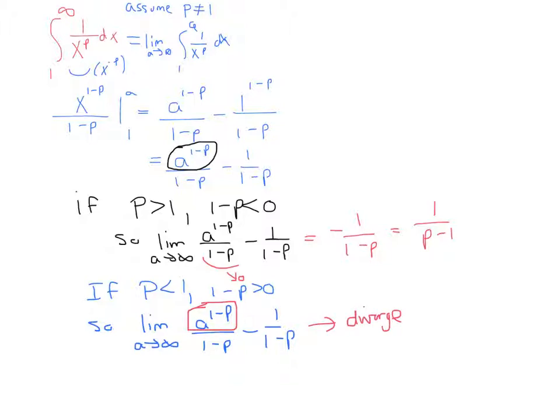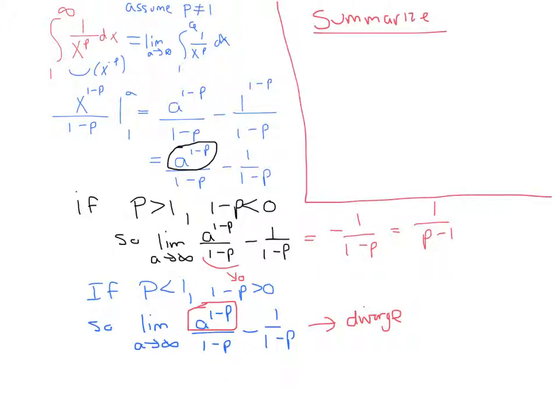All right. So to summarize, in this box over here, the integral from 1 to infinity of 1 over x to the p will either converge to 1 over p minus 1, or it will diverge. It will converge to 1 over p minus 1 only if p is greater than 1, and it will diverge if p is less than or equal to 1.